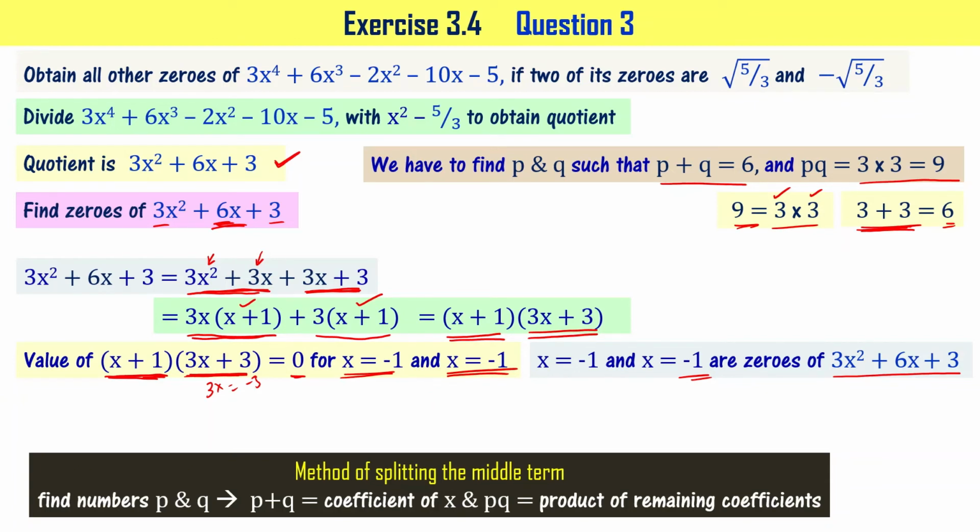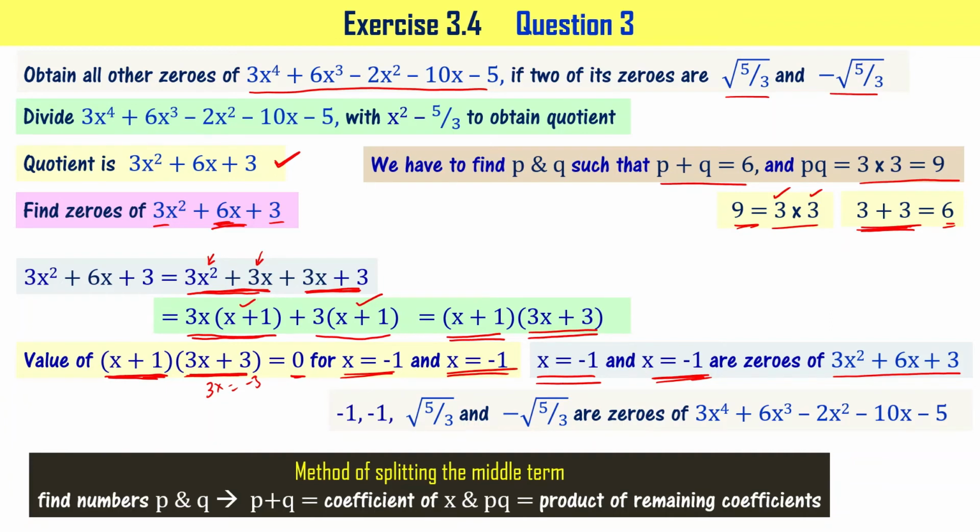As we said already, these are going to be the zeros of the fourth degree polynomial given, right? Two of the zeros are already given, square root of 5 by 3 and minus square root of 5 by 3, and the other two zeros are going to be x equal to minus 1 and minus 1, right? Let's write that. Minus 1, square root of 5 by 3 and minus square root of 5 by 3 are the zeros of 3x power 4 plus 6x cube minus 2x square minus 10x minus 5, right?